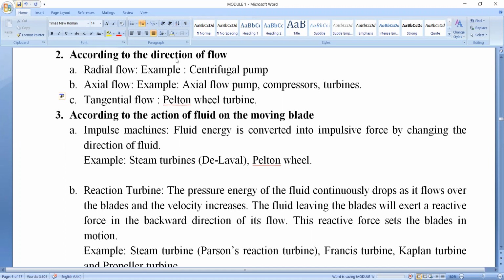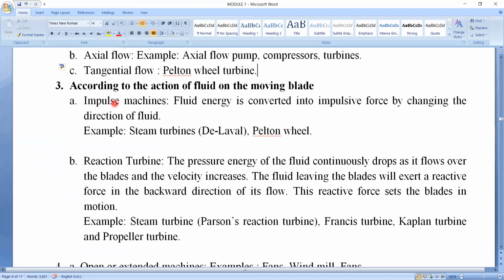Now let's go to the next important classification, according to the action of fluid on the moving blades. The first is the impulse machine. In an impulse machine, fluid energy is converted into impulsive force by changing the direction of the fluid.